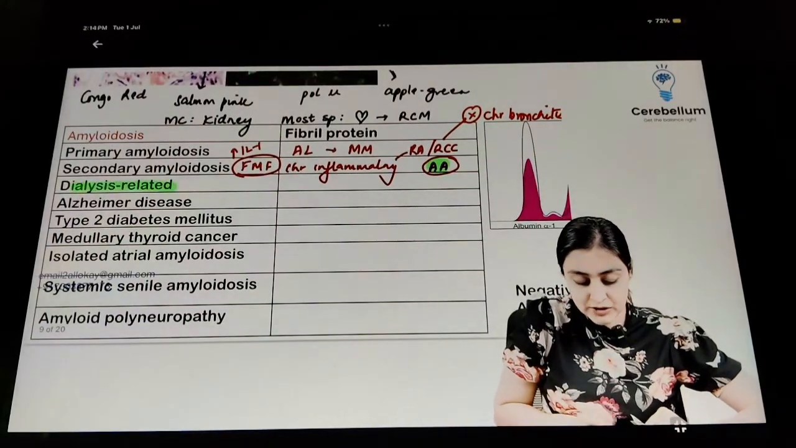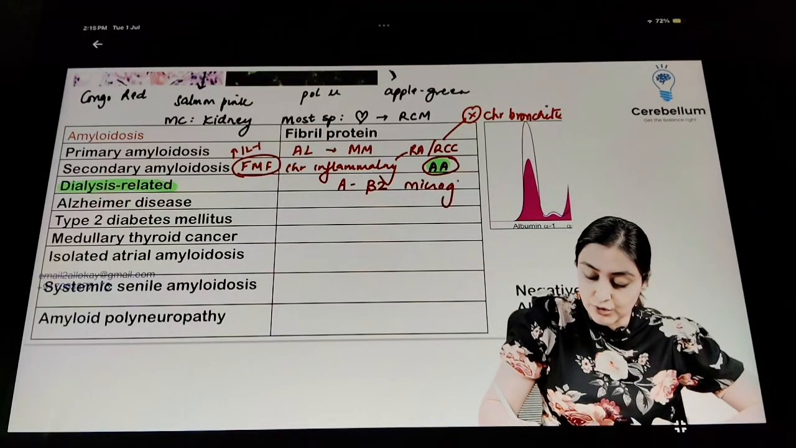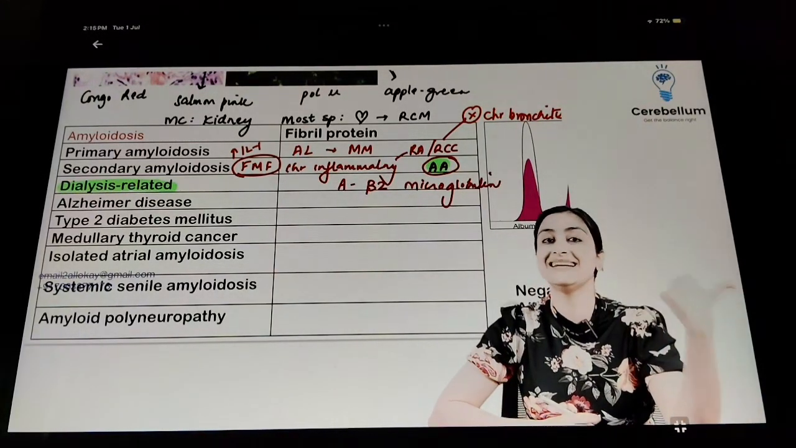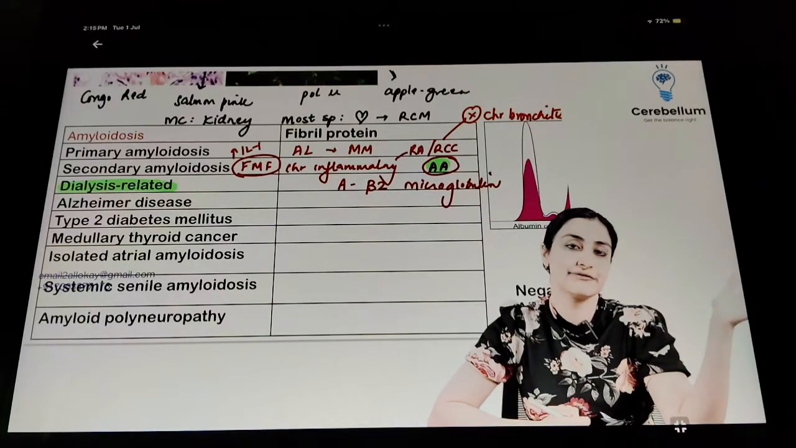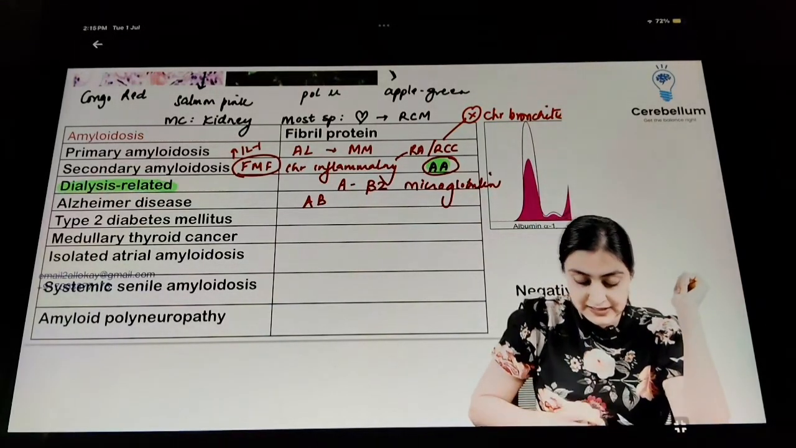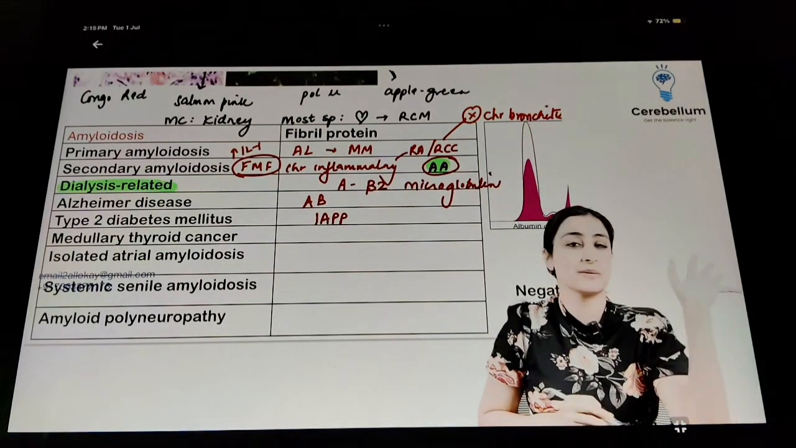What I feel is very important and can be tested is dialysis related, where you have amyloid of beta-2 microglobulin. Okay, so this is beta-2 microglobulin deposition. Same beta-2 microglobulin we have also studied in multiple myeloma, where I told you this is the prognostic factor. Okay, so that's a relation there. Alzheimer's disease, we all know, is amyloid beta chains. Type 2 diabetes, I told you in endocrine, this is islet amyloid polypeptide. Don't remember the full form, just remember IAPP.